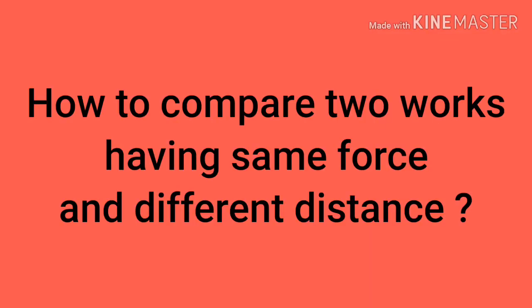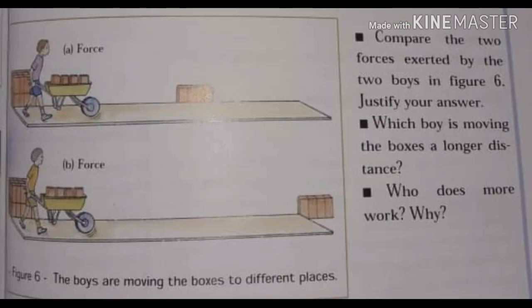How to compare two works having same force and different distance. كيف نقارن عملين لهم نفس القوة ولكن لمسافات مختلفة. The boys are moving the boxes to different places. بنلاحظ انه بدنا يودوهن لمسافات مختلفة ولكن they have same force, لأنه الأثقال اللي حملها the two boys, they are equal.